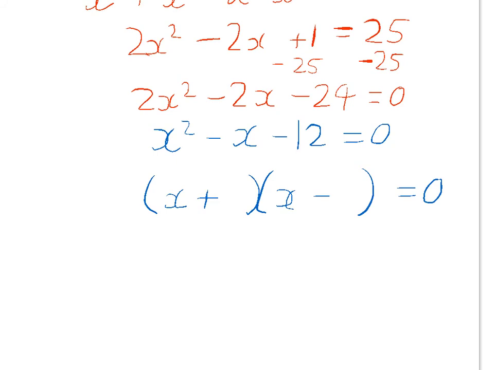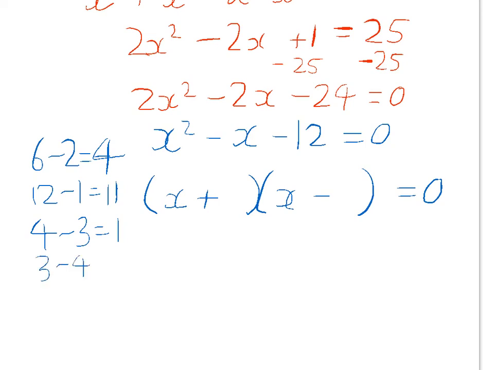Remember, we've also got to make minus 1 with these two numbers. So 6 and 2 would be minus 4 or plus 4. 12 and 1 would be 11 or minus 11. And 4 and 3 would be 1 or minus 1. So it must be 3 take away 4. So the positive is 3 and the negative is 4. Now what value makes each of these two brackets 0? Well, the first one is minus 3 and the second one is 4.